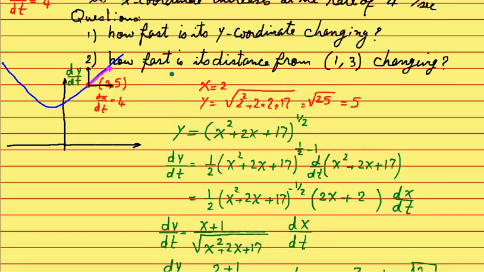Okay, how about the second question? The second question is talking about perhaps some observer or somebody sitting at the location 1 and 3. It's a cop standing there watching this vehicle going up. They are separated by some distance. Here is a distance that separates these two. Let's call distance L. How fast is its distance from 1, 3 changing?